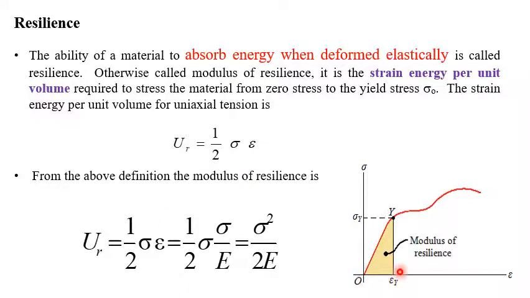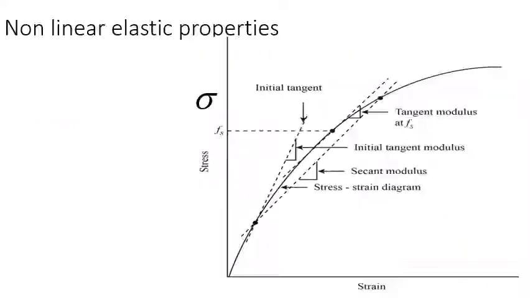Or else, if you substitute for epsilon naught, we know sigma is equal to epsilon E into epsilon naught. If you substitute that, the modulus of resilience will be equal to sigma square divided by 2E. Whenever you are asked to calculate the resilience in the region of linear elastic, easily we can calculate it using this formula. These are the three very important linear elastic properties.